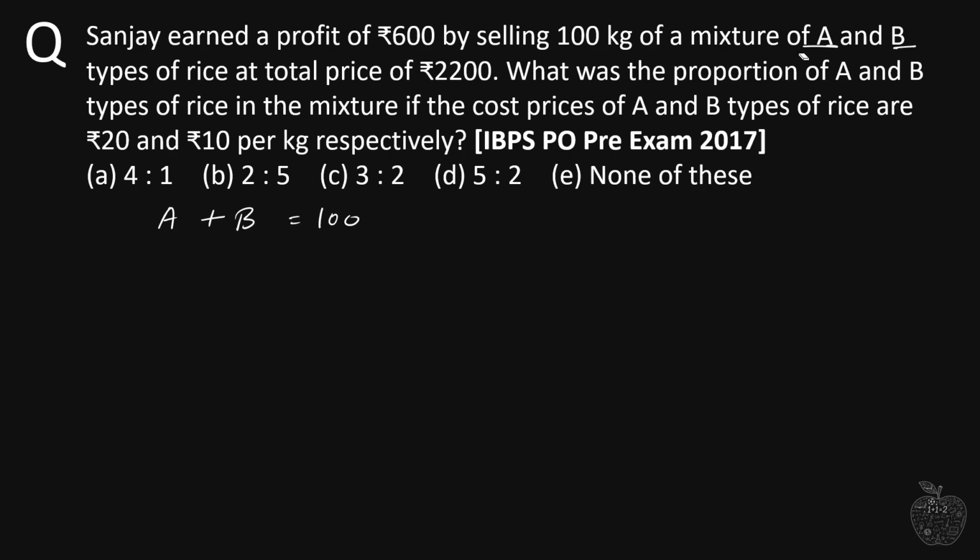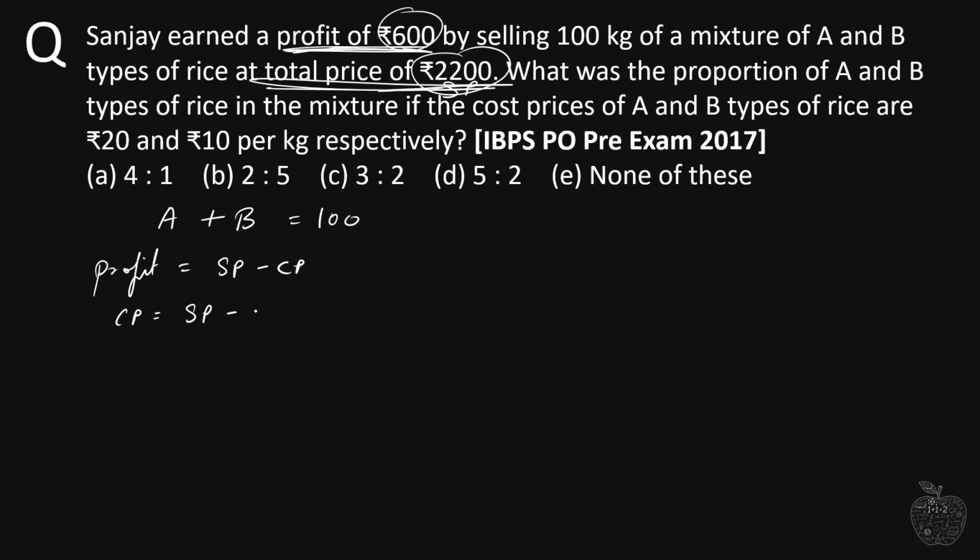Alright, now Sanjay earned a profit of 600, and he sold the entire mixture at a total price of 2200. So this is the selling price and this is the profit here. We can use the formula that says profit is equal to selling price minus cost price, or I can say that cost price here will be selling price minus profit. Let's substitute: it is 2200 minus profit, which is 600. So we get cost price as 1600. Alright, so this much is clear.